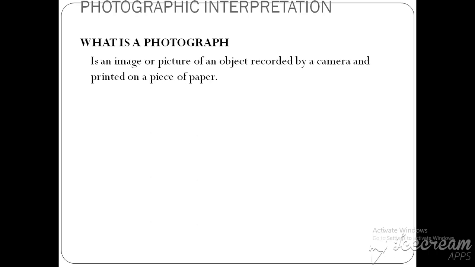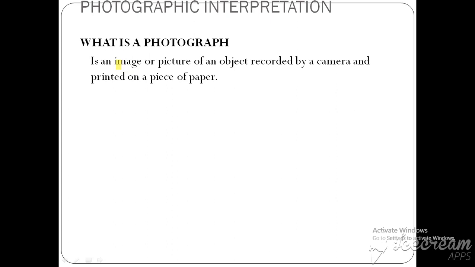I think we are all used to photographs. We are very familiar with photographs, or what we call a picture in Kiswahili. According to geography, a photograph is an image or a picture of an object recorded by a camera and printed on a piece of paper.